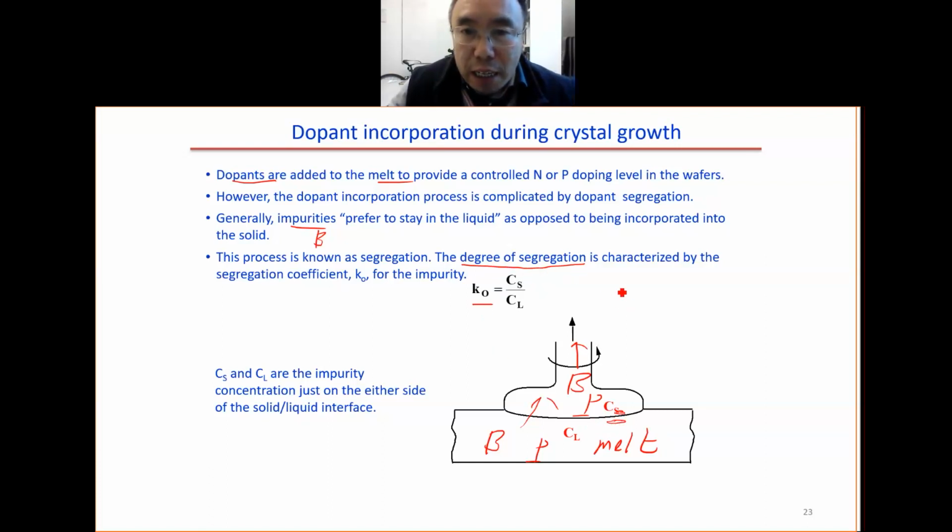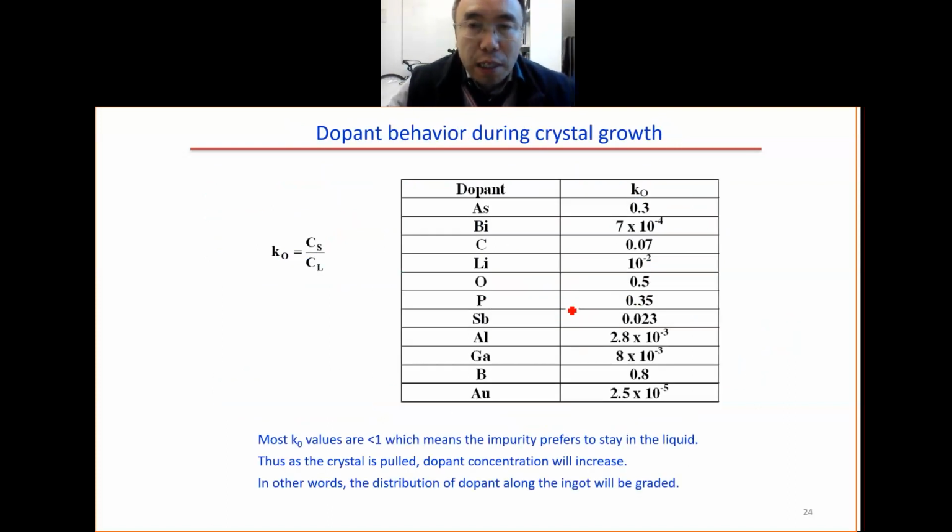Ideally, if this is equal to 1, this is the best case. In this case, the dopant concentration is always the same along the entire silicon. The dopant, like boron, will have the same concentration from the bottom to the top. But in reality, as I said, this is usually less than 1. Here is the segregation coefficient. For example, boron is the best, because it is very close to 1.